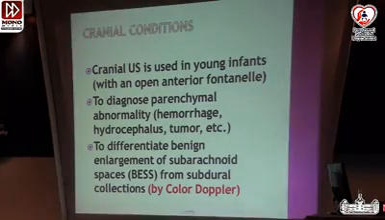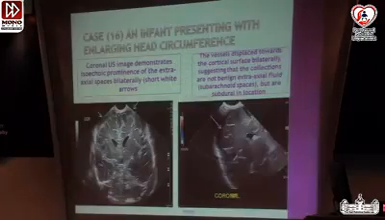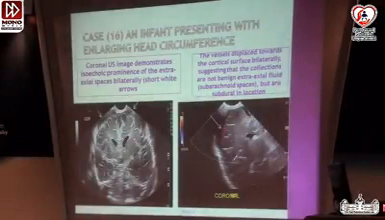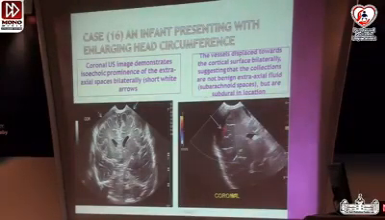Cranial ultrasound is used in young infants with an open anterior fontanelle to diagnose parenchymal abnormality like hemorrhage, hydrocephalus, tumor, etc., to differentiate benign enlargement of subarachnoid spaces from subdural collections. And this is our first case here. An infant presenting with enlarging head circumference. As I told you, fluid appears with that black signal. So these are the lateral ventricles. You can see another fluid here, extraaxial to the brain.